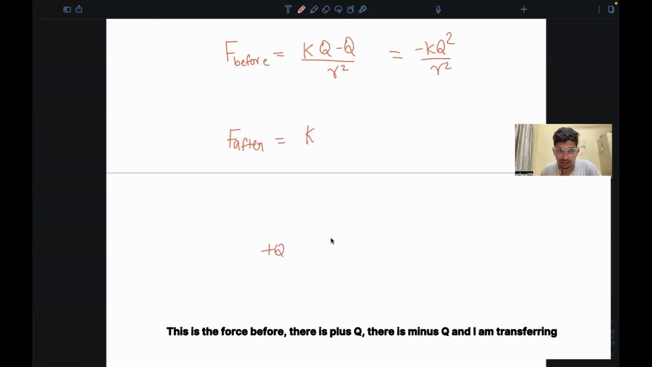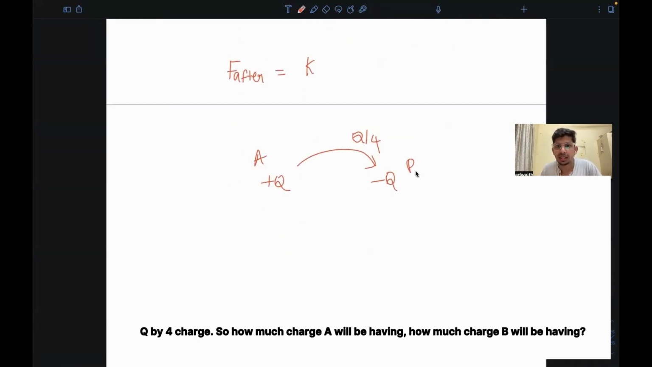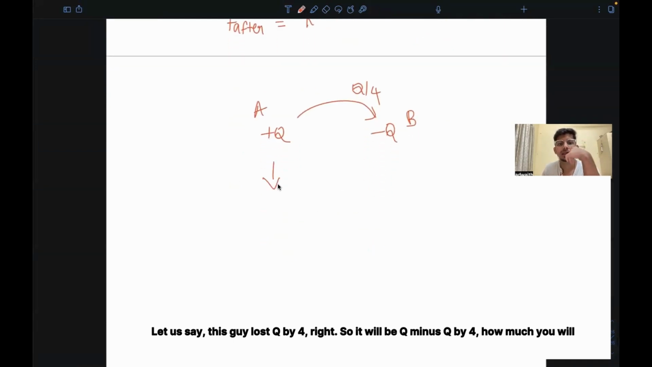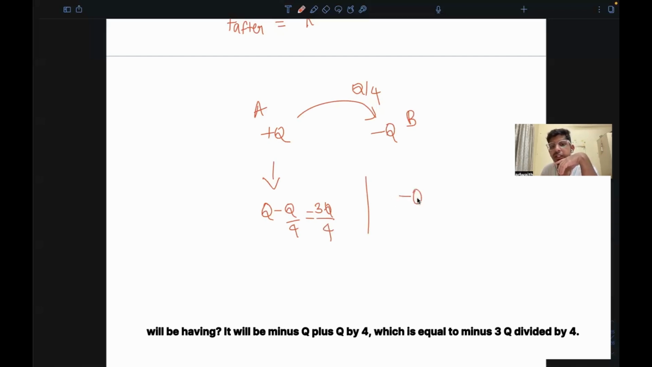There is plus Q, there is minus Q, and I am transferring Q/4 charge. So how much charge will A have, and how much charge will B have? This one lost Q/4, so it will be Q minus Q/4, which is 3Q divided by 4. And this one got plus Q/4, so it will be minus Q plus Q/4, which is equal to minus 3Q divided by 4.